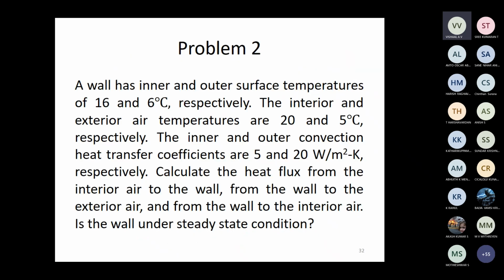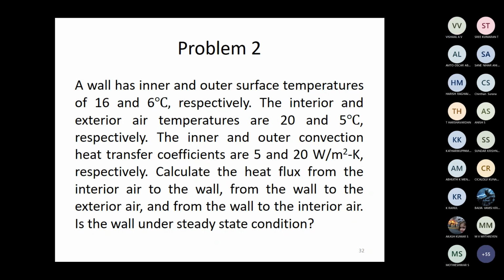We'll take a similar problem. A wall has inner and outer surface temperatures of 16 and 6 degrees Celsius respectively. The interior and exterior air temperatures are 20 degrees Celsius and 5 degrees Celsius respectively. The inner and outer convection heat transfer coefficients are 5 and 20 watt per meter square Kelvin respectively. Calculate the heat flux from the interior air to the wall, from the wall to the exterior air, and from the wall to the interior air. Is the wall under steady state condition?